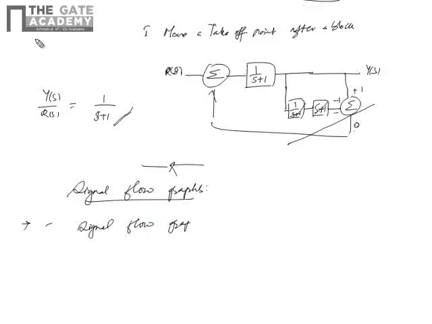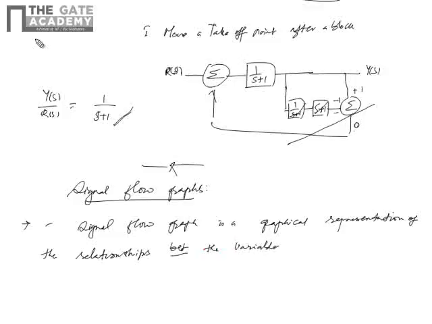A signal flow graph is a graphical representation of the relationships between the variables of a set of linear algebraic equations.